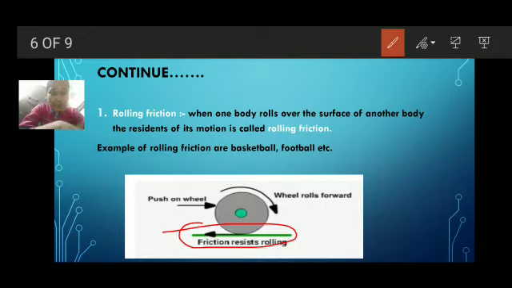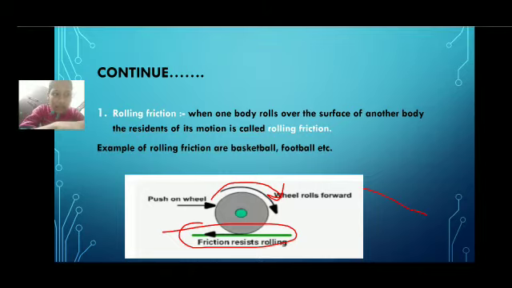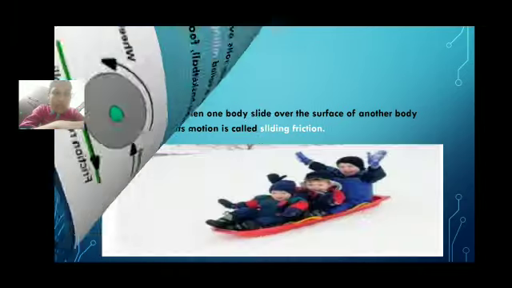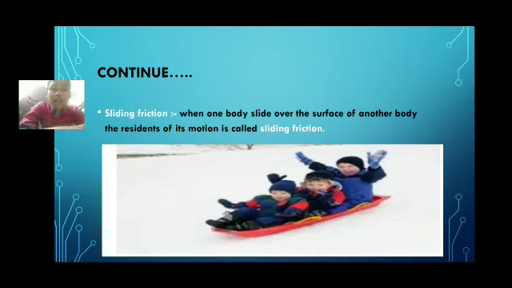This is a ground. You just suggest that this is a ground, and this ball, when I push this ball forward, it moves and it represents the rolling friction. Okay, I hope that you understand what I want to say. Now we will continue with the sliding friction.